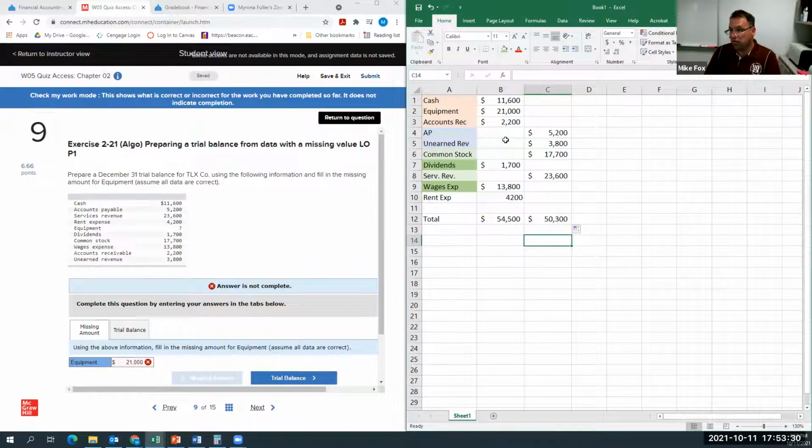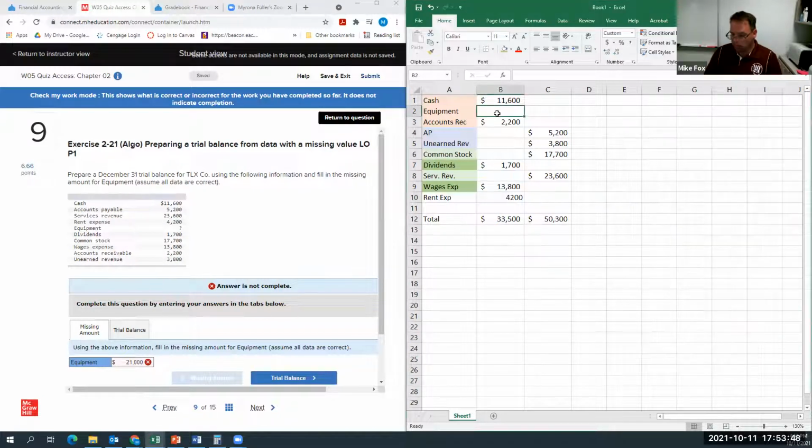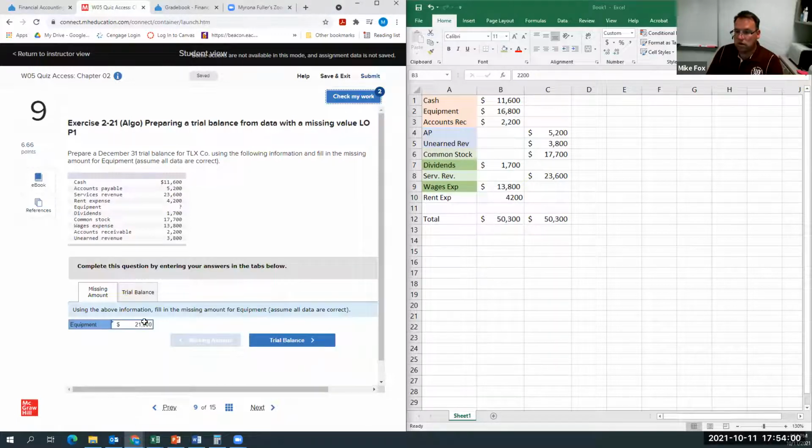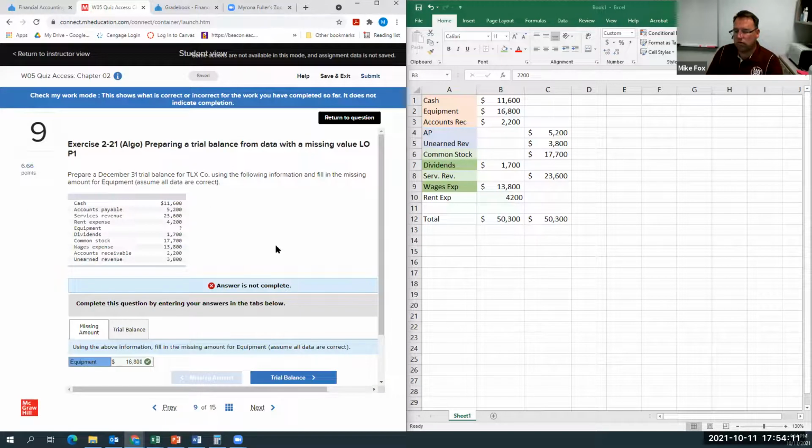Now you can see I'm out of balance again. So I need to go back and do this again. The difference between my credit side and my debit side is 16,800. So that must be the balance of my equipment account. Hopefully I didn't miss any other expenses, or else I'm going to use up all my checks on this one dumb thing. So let me return to the question, and we'll put in 16,800 as the balance of our equipment. Check our work again. Hopefully we're right, and we are this time.